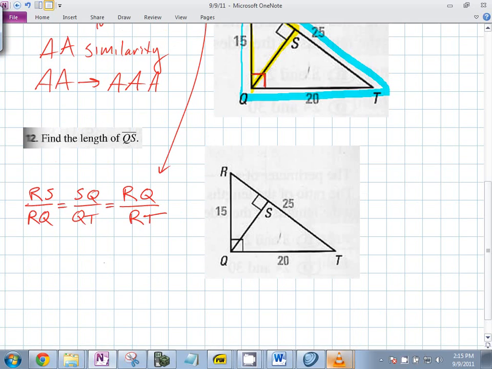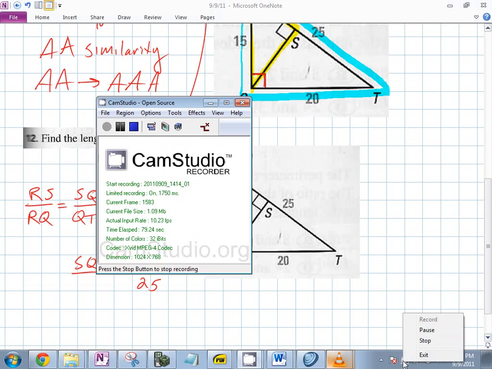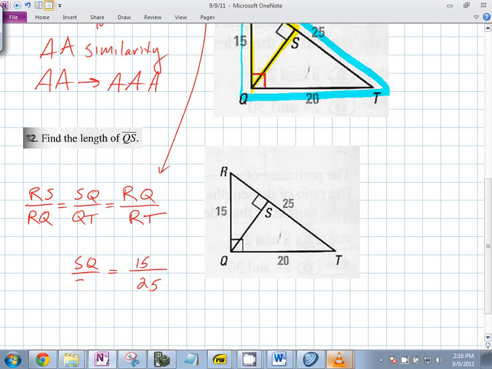What is RT? 25. Do we know RQ? Yeah, what is RQ? It tells us that's 15. Do we know what SQ is? Do we know what QT is? Yeah, exactly. I hope maybe it'll just give it to you. It's like, can you read the diagram? No, you need to figure it out in this case. What is QT? 20. Thank you. And actually, do we need to go any further?